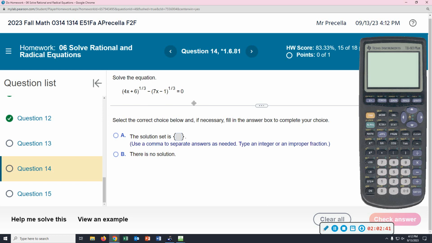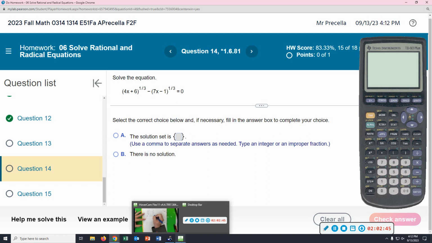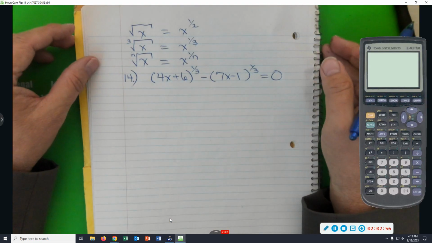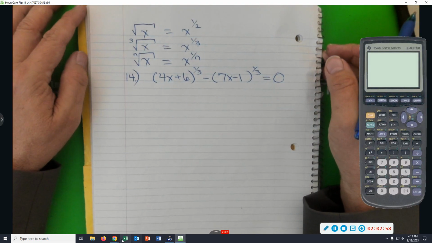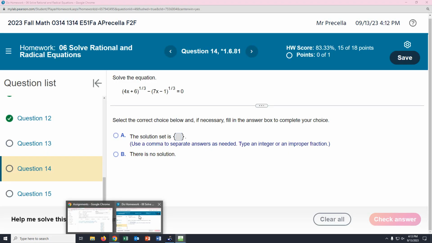So you write it like this first. Well, let me write it down. So we have, are you sure that's what, oh, I didn't miscopy something? Let me check. 4x plus 6 to the 1/3 minus 7x minus 1 to the 1/3 is equal to 0.